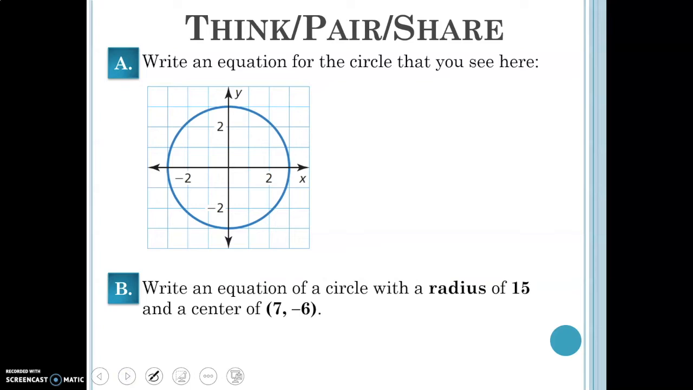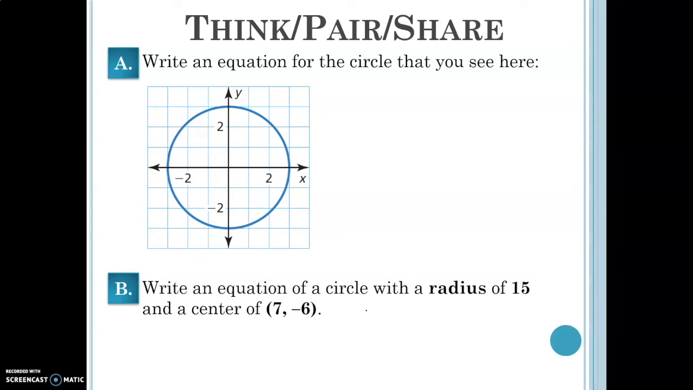I want you to pause the video and try these next two problems out. Here you're going to have to look at the picture and get the center and radius from the circle itself. Down here is another similar problem to the other ones that we just tried. So pause the video for a quick second and try these out, and I will get back to you in just a moment.